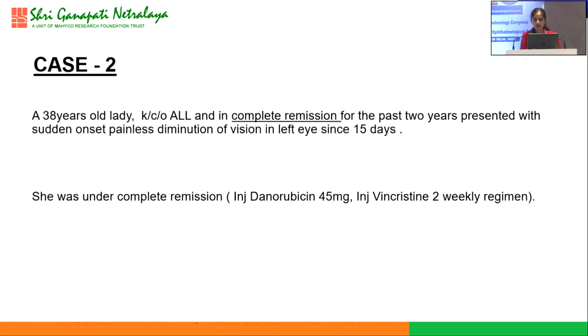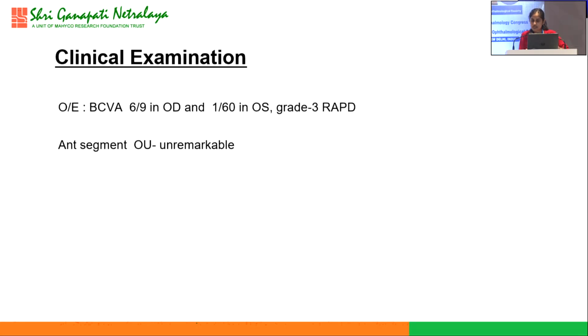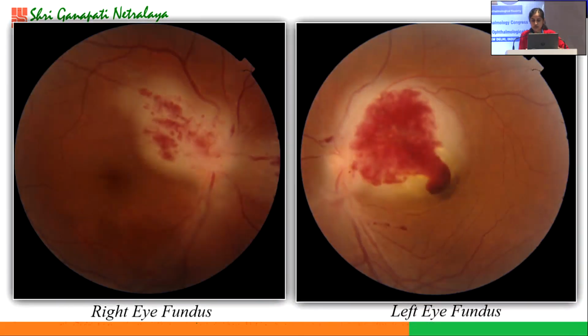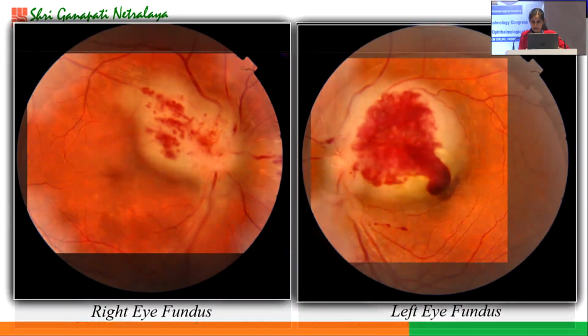Now another patient who presented to us was a known case of ALL and was in complete remission for the past 2 years. This time she presented with a sudden onset painless diminution of vision in the left eye since 15 days. The vision was decreased in both eyes with grade 3 RAPD in the left eye. The anterior segment was normal, but in the posterior segment we could see edema of the disc and the surrounding area along with pre-retinal hemorrhages.